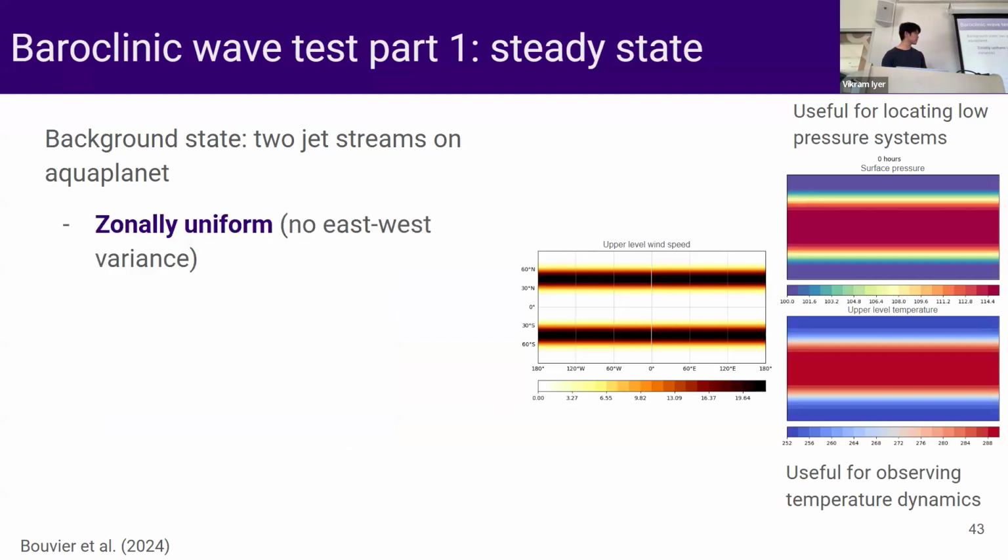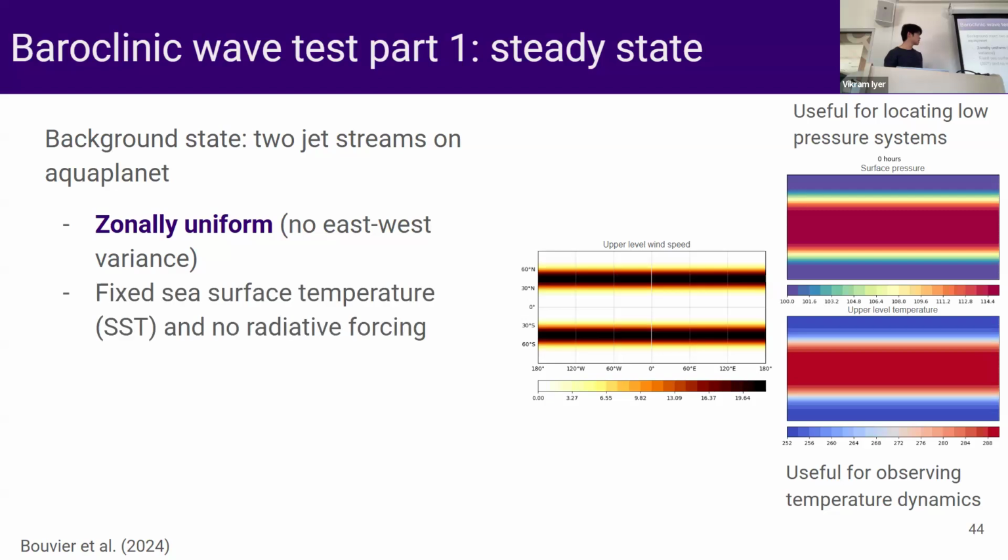Okay, so you'll notice that these initial conditions are a stable atmosphere. They're zonally uniform. Zonal refers to variation in the east-west direction. So you'll notice that everything is the same left to right. We're going to fix the sea surface temperature here. So again, there's no moving ocean. We're just going to fix the sea surface temperature at a specific setting. And there's no radiative forcing. So we've essentially turned off the sun, because we don't want any external energy coming into the system.